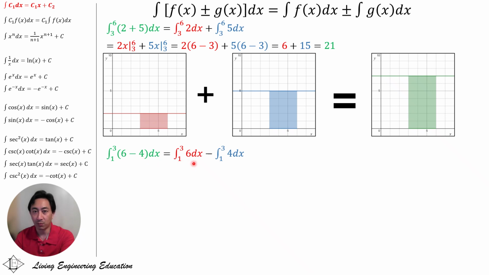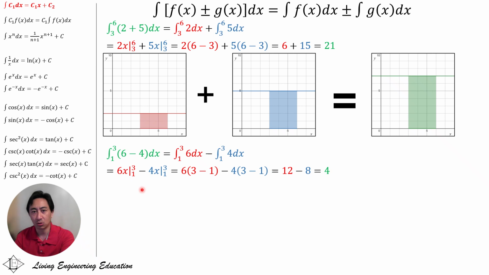So I could break up my integral into integral of 6 and integral of 4, and let's see if we get the same area. So I get 6x here minus integral of 4x over here, and then apply my limits. So 6 times upper limit 3 minus lower limit 1, minus 4 times upper limit 3, lower limit 1. I get 12 minus 8. I do get 4, as we did expect, right?